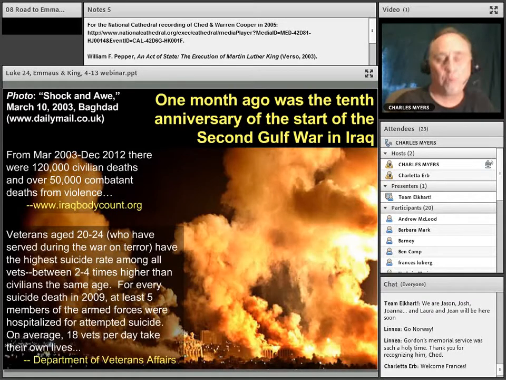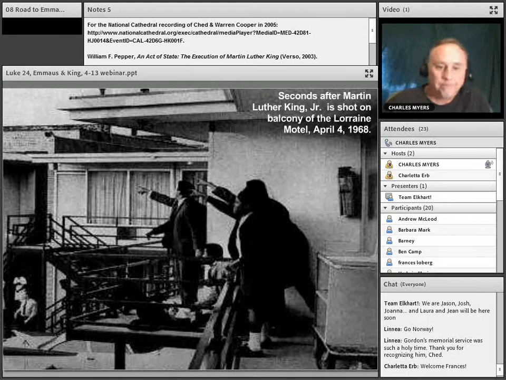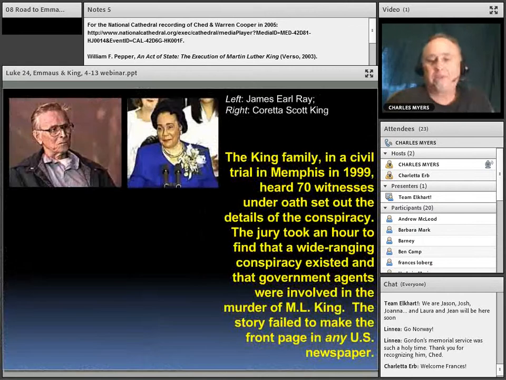Or more to the point of tonight's theme, 3 weeks ago we also commemorated the 45th anniversary of the assassination of Martin Luther King Jr. Did we take the opportunity in our churches to wrestle with the continuing meaning of his life and his death? Did we dare look at, for example, the evidence that King was killed by the U.S. government?